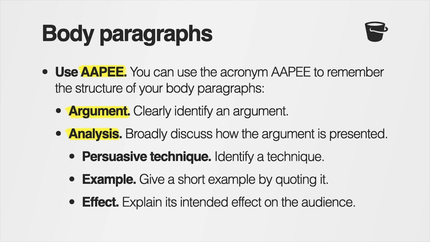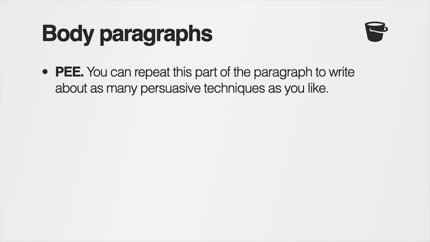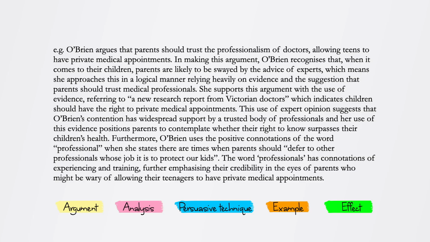Avoid simply listing persuasive techniques and try to explain how these techniques have been used with the intended audience in mind. Then identify a persuasive technique, give an example, and explain its intended effect on the audience. You can repeat this last bit as many times as you like. Let's take a look at what a body paragraph might look like.